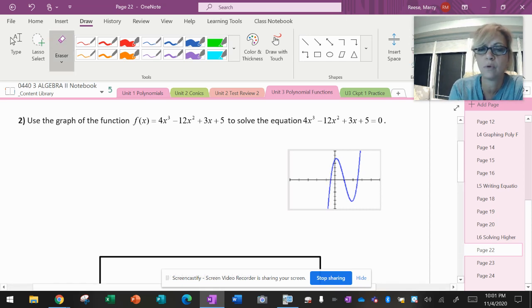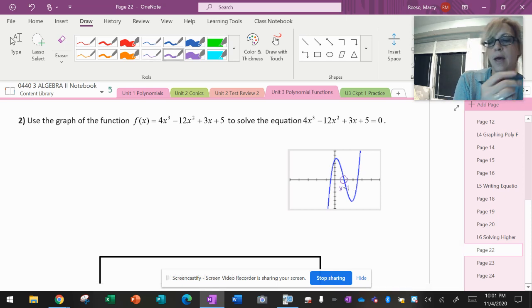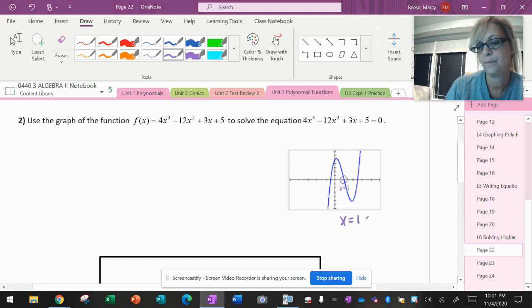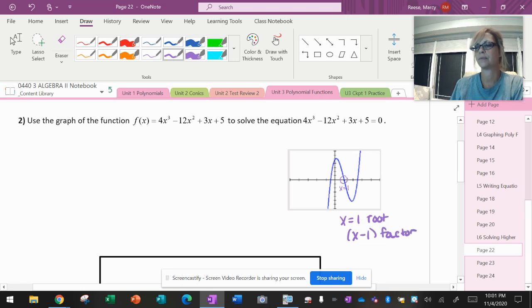But I'm going to give you a clue. This one right here is 1. So I know right now that x equals 1 is the root, which means x minus 1 is a factor, because of the factor theorem. So this is the opportunity I'm going to give you to actually do some synthetic division.